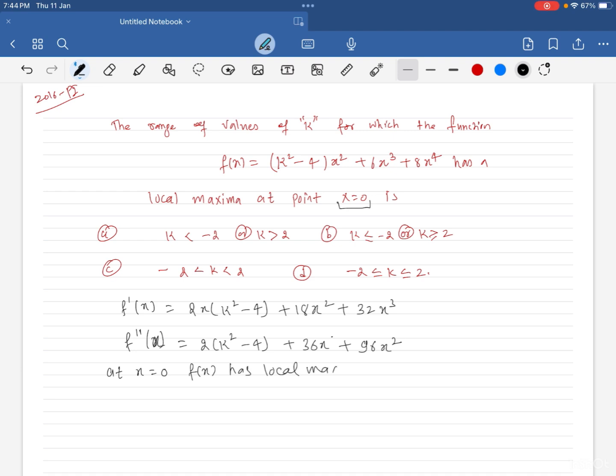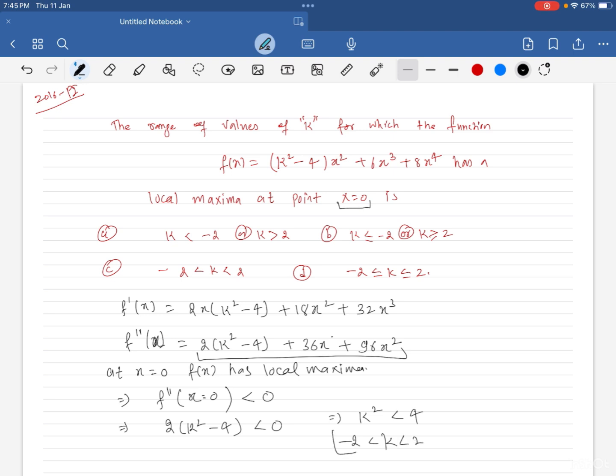Now, since at x equal to 0, f(x) has a local maxima, then f''(x) at 0 would be less than 0, right? So you put x equals 0 here, and you will get 2(k² − 4) should be less than 0, and from here k² should be less than 4, that means k will belong to greater than minus 2 and less than 2. So the correct answer for this is D.